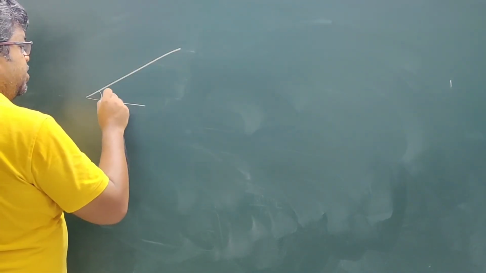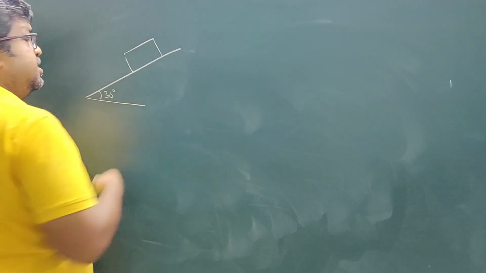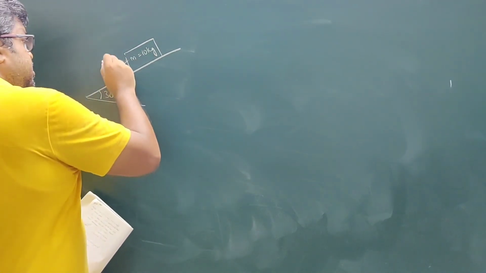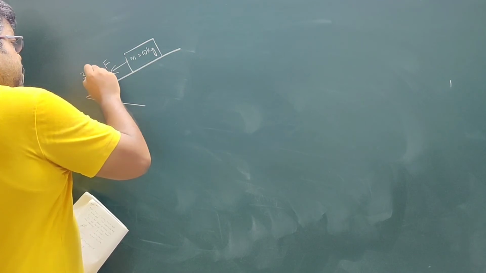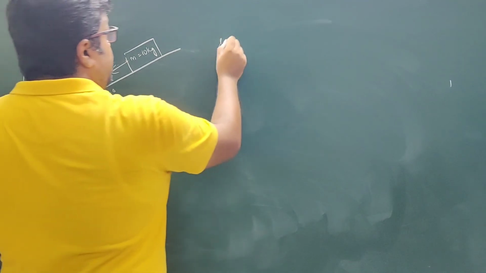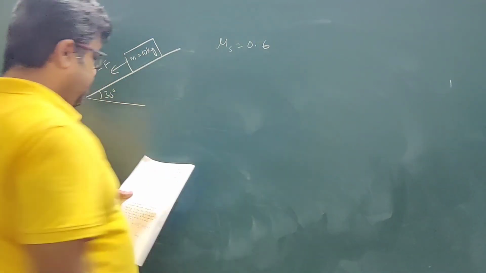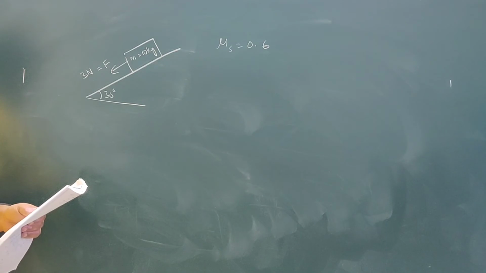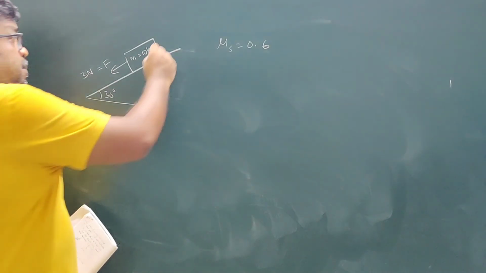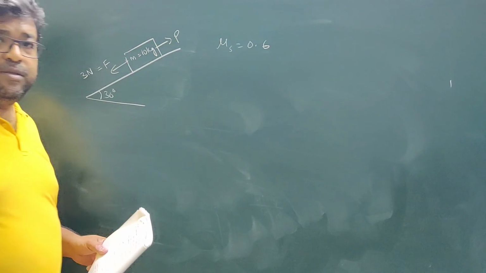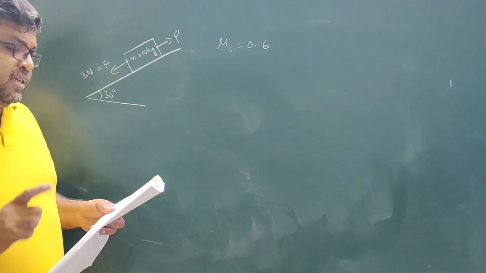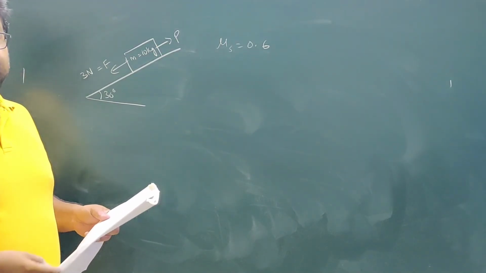You have one inclined plane of inclination 30 degrees. This is a block of mass 10 kg, and this is a force acting. This force is of 3 Newton, acting in the downward direction. The coefficient of static friction mu s is given to be 0.6. It is asked what should be the minimum value of P, applied in this direction, such that the block does not move downward?